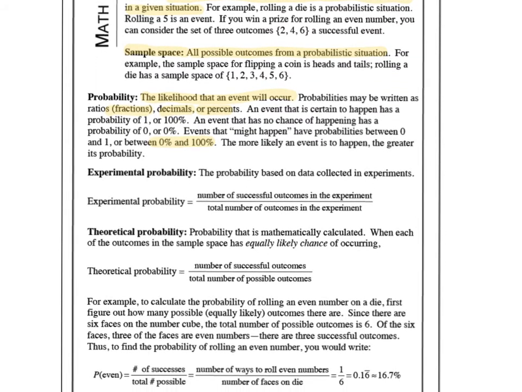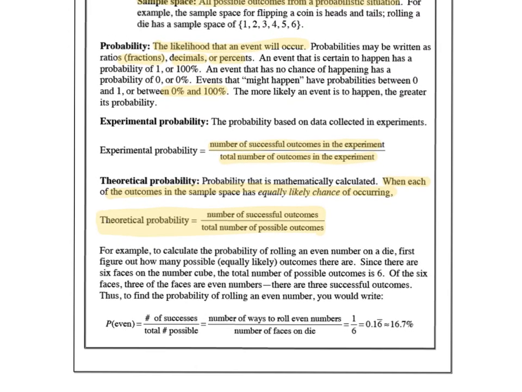And then we'll be calculating probability either based on data, so we would have an experimental probability, which is the number of successful outcomes in the experiment divided by the total number of outcomes. Or if it's something like rolling a die, where there's an equally likely chance of occurring, we could calculate the theoretical probability. These would be your dice problems, your card problems, or anything where you're given information about what it looks like. Okay, so let's use this information and look at some examples from this unit.